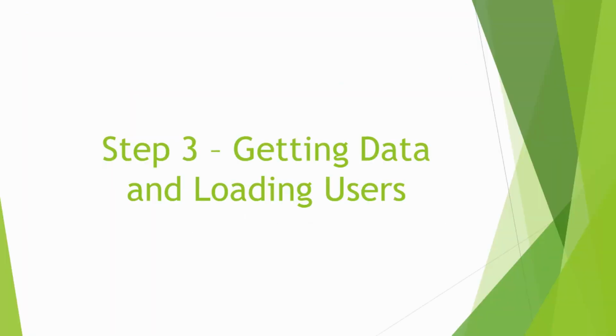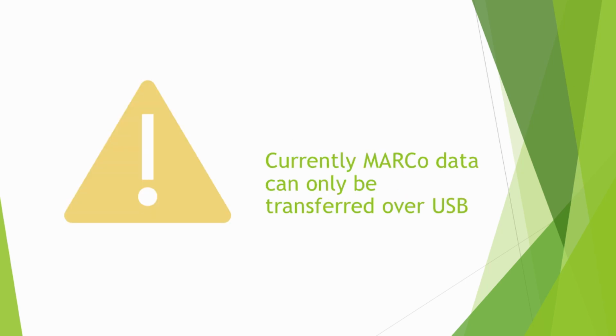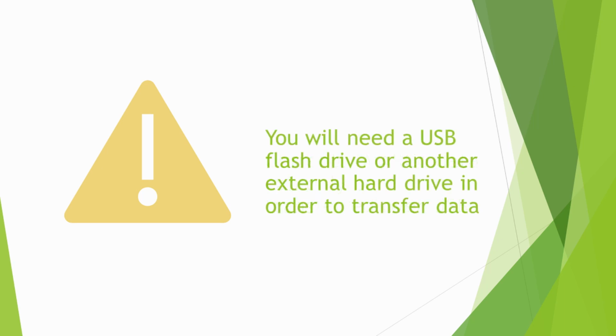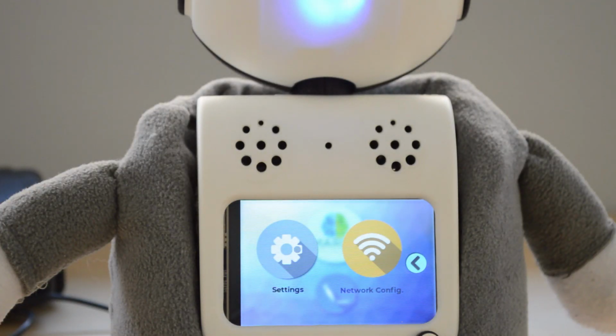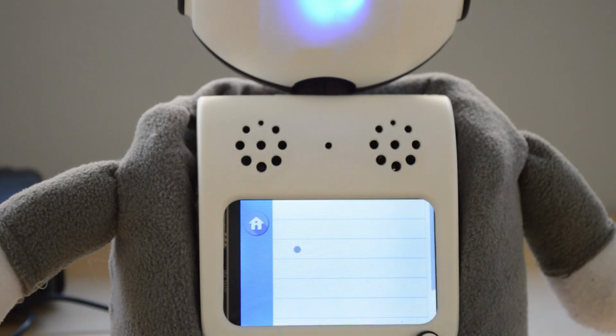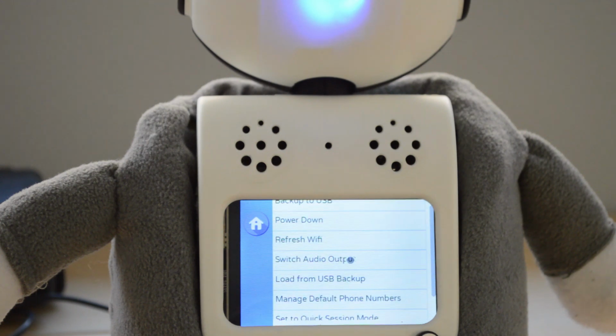Step 3. Getting data and loading users. To get data from a MARCo unit, you will need a USB flash drive. Bring it to the MARCo you want to get data from and plug it into an available USB port. With MARCo on, initialize it with the big green button on the start screen. Then, go to the settings icon and select the Backup to USB option. MARCo will say whether the data was successfully backed up to the USB drive.